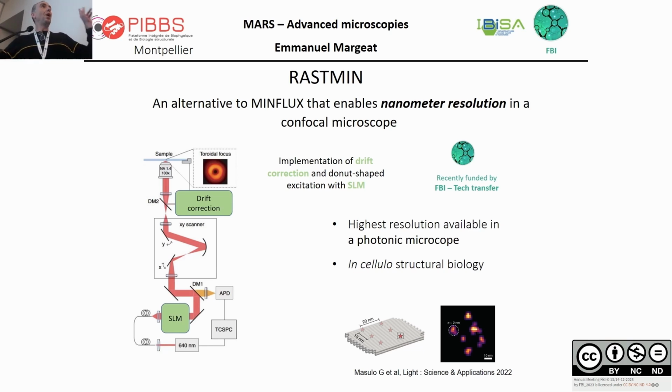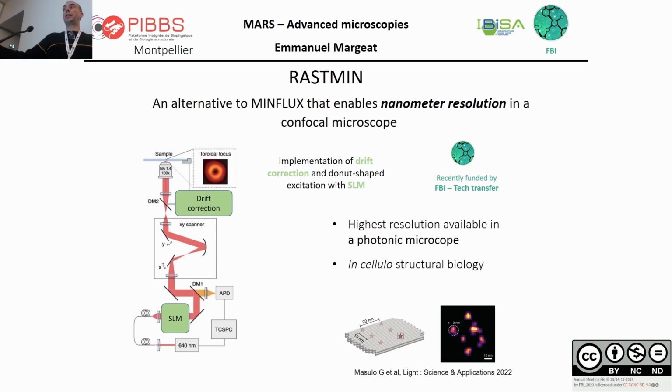have a semi-homemade laser scanning microscope that has a pulsed laser, TCSPC, multicolor detection, etc. And so we're going to implement two devices on this microscope. One is a system to do XYZ drift correction with a super high accuracy, because this is what you need. And another one is a spatial light modulator to generate the donut.